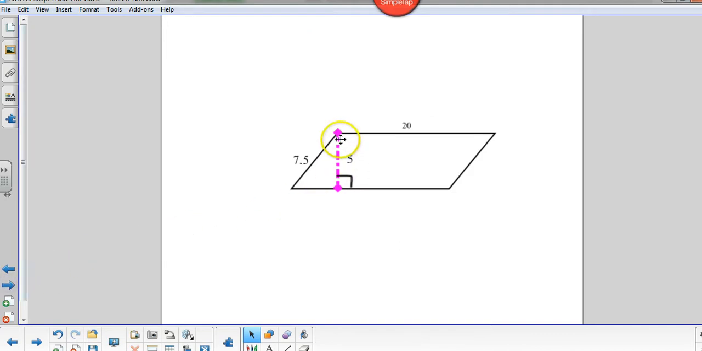Alright, so here the 7.5 doesn't really have anything to do with the area. We're looking at basically 5 times 20 to get an area of 100. If you took this piece over here, cut it off, and slid it back over here, it would reform a complete rectangle. And there would be a 5 by 20 rectangle. It has the same area, so it's 100.